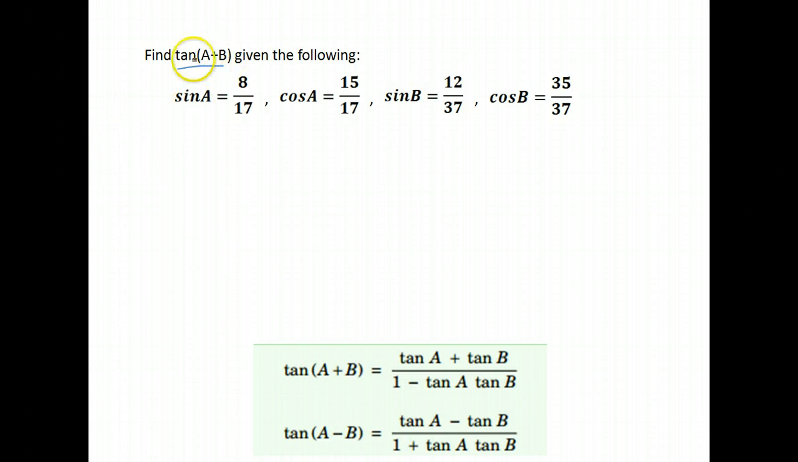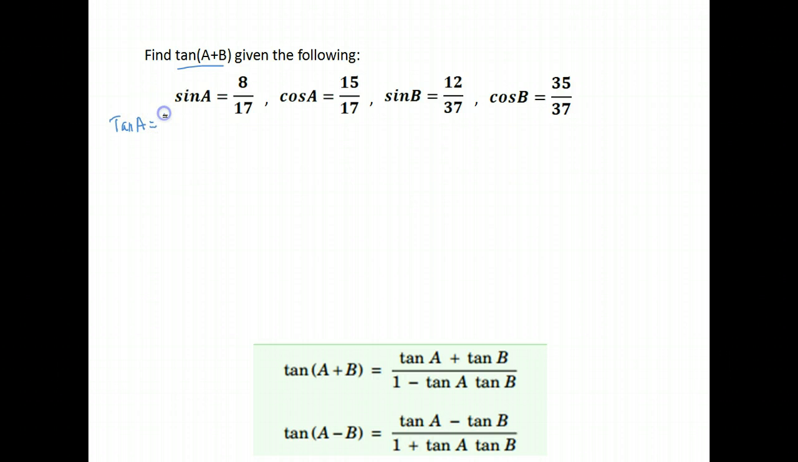So again, we're asked to find tangent A plus B, and we're given sines and cosines. So what we are going to do is first find out, according to what we are given, what tangent A would be and what tangent B would be.